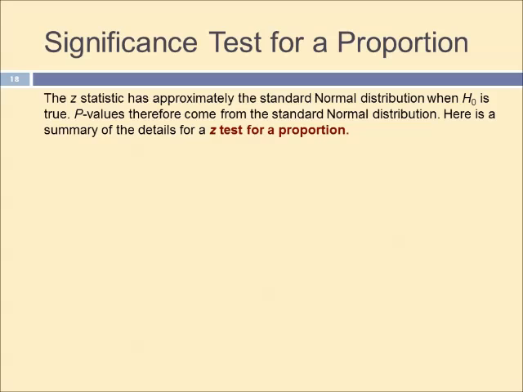Now, significance tests for a proportion. The z-statistic has approximately the standard normal distribution when the null hypothesis is true. P-values, as we had before, come from the standard normal distribution. So here's a summary of the details for a z-test for a proportion.